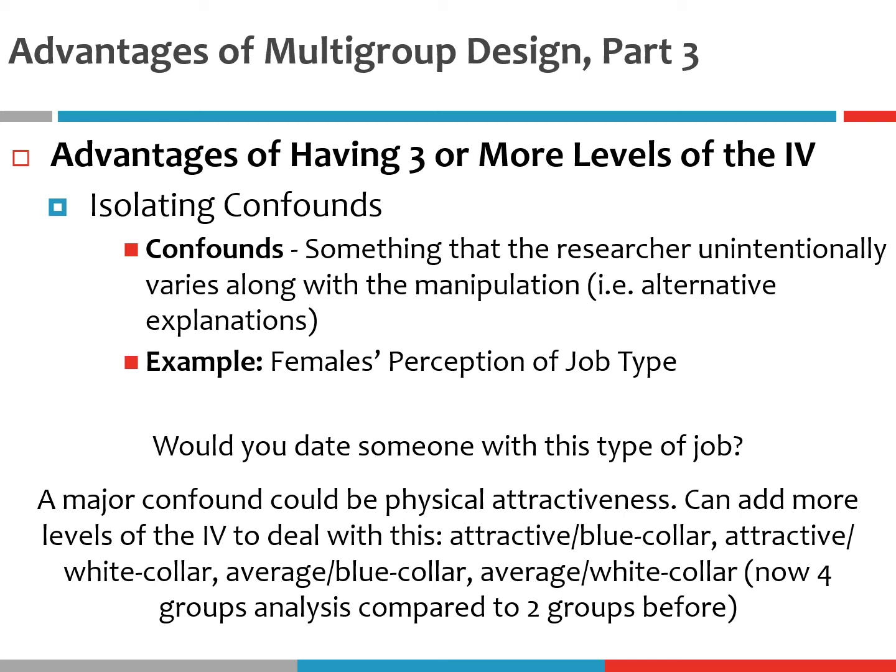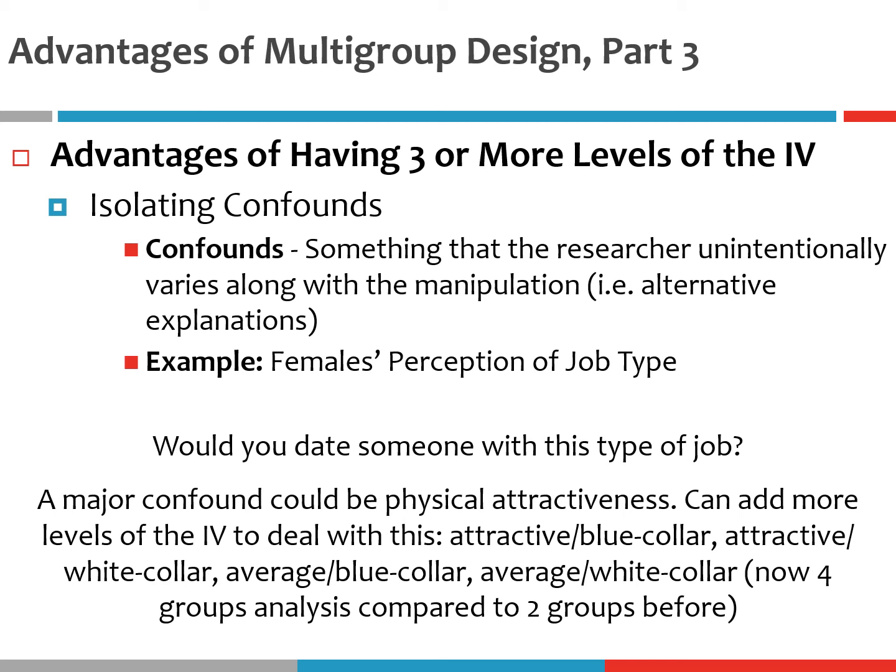So now we can take that two-group design and make it a four-group design. So we can have attractive white collar, attractive blue collar, average white collar, average blue collar. And so now we're controlling for the effect of attractiveness that we weren't controlling for before by making it from a two-group design to a four-group design and having high and low in terms of attractiveness, or high versus average here. And we can answer that.